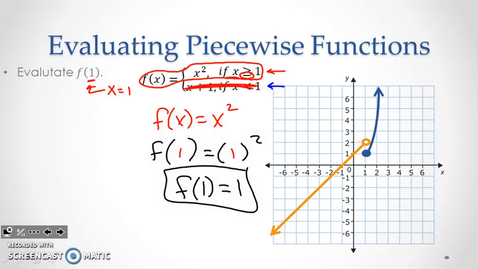Again, I go to my graph. Here's where my x equals 1, so I'm looking up. You can see there are two points. Which is the one that matters? The one that is filled in. The open circle, we're not including 1 there. So when my x equals 1, my y value is 1.